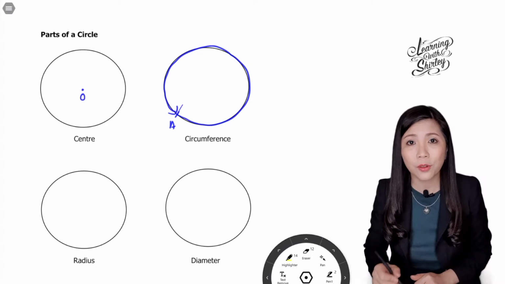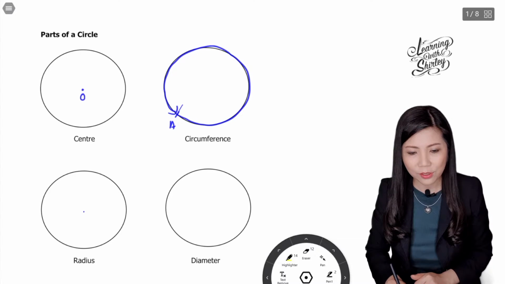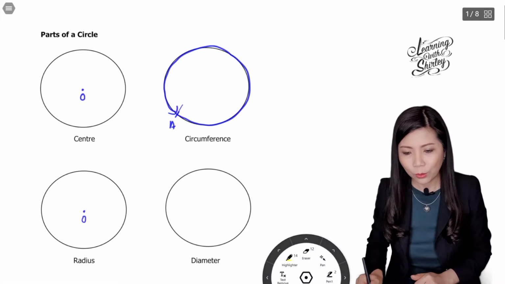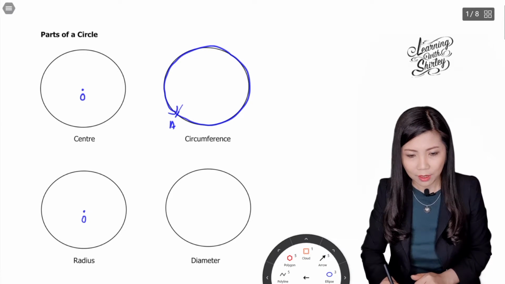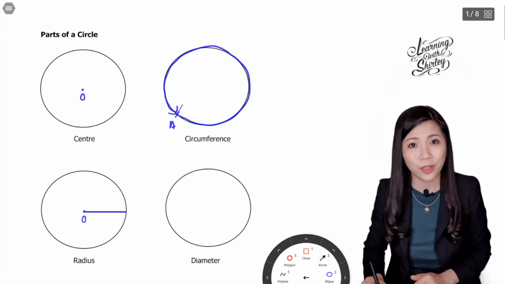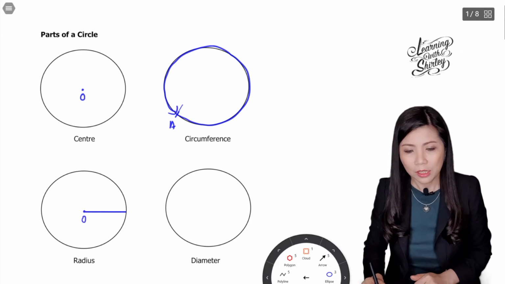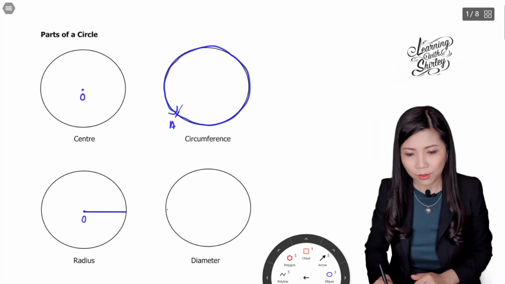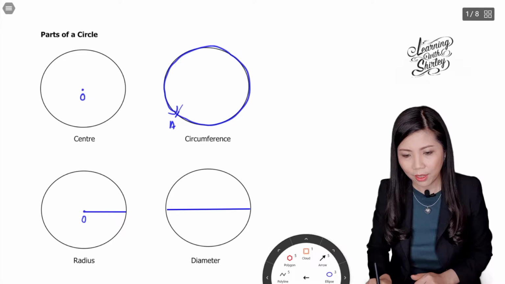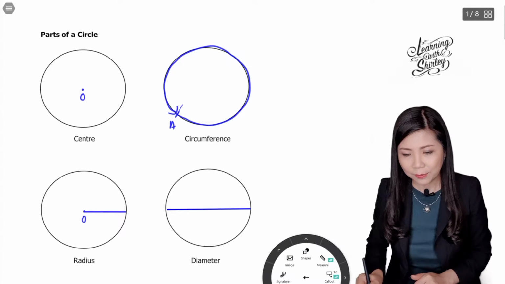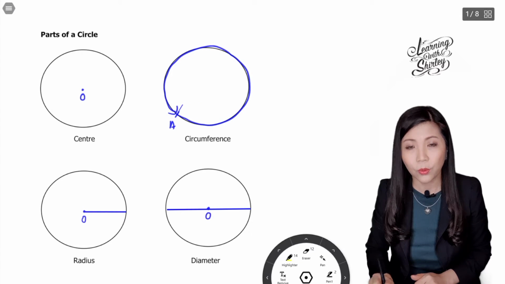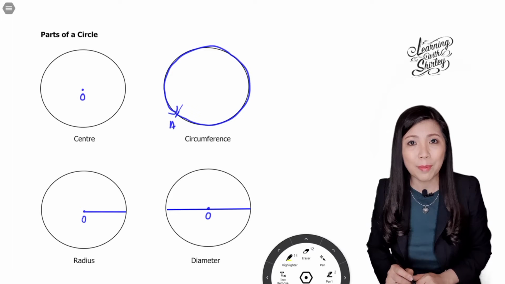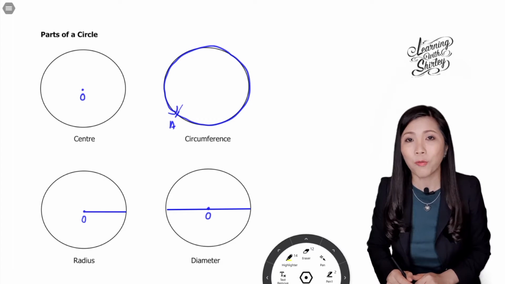Next, what is a radius? A radius is a distance from the center to its outer rim. I'm going to draw a line from here to here. So that is a radius. So what is a diameter? A diameter is a chord with the condition that it passes through the center O. And remember that diameter is 2 times the length of radius.